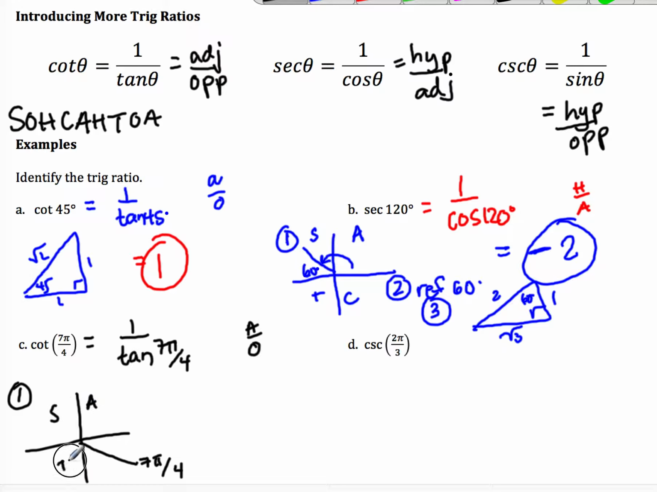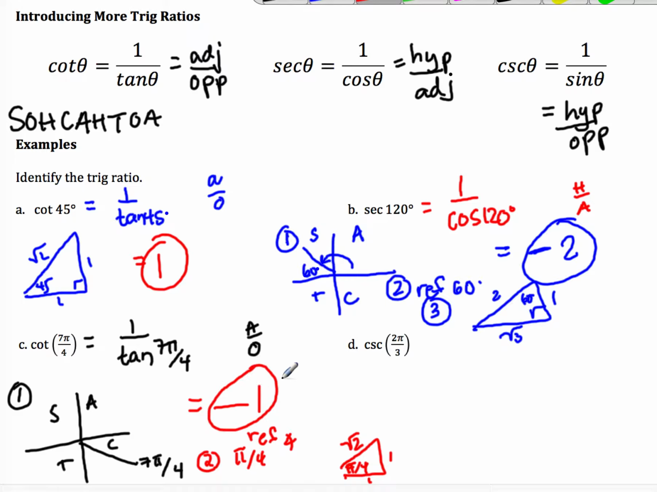All Students Take Calculus, so that means our ratio, because it's tangent, is going to be a negative solution. So we'll go ahead and start off by putting in a negative. The reference angle is pi by 4. Looking back at our pi by 4 special triangle, which is our 45, 45, 90, the adjacent to pi by 4 is 1 and the opposite is 1. So our answer is just negative 1.